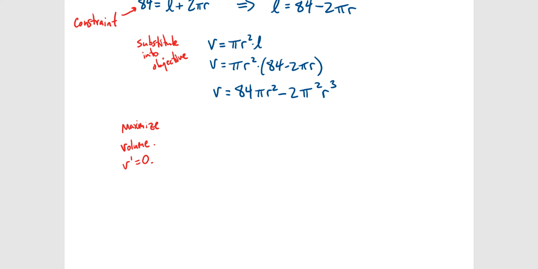Now we can go ahead and take the derivative. And we get the derivative, V prime, so this is dV/dr with respect to r. Here's the variable, power rule. 2 times 84, we get 168 pi r to the first, minus 3 times 2 is 6 pi squared r squared. So the pi's are just kind of coming along for the ride here because they're constants.